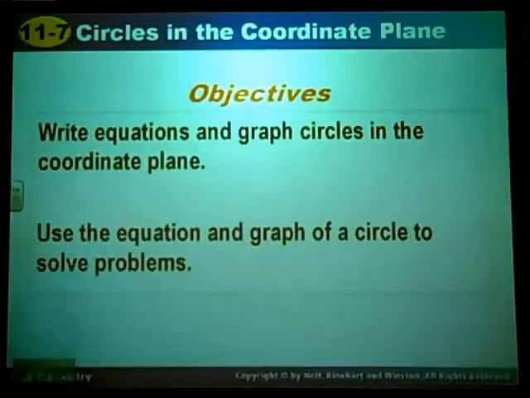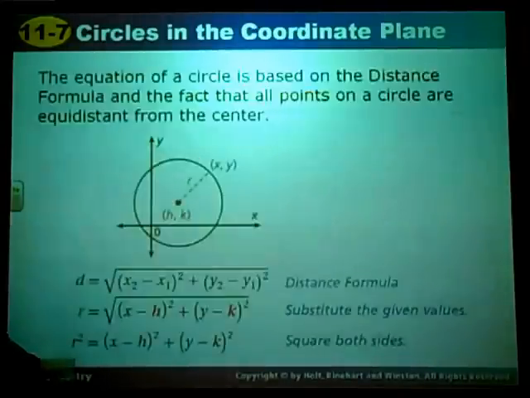This will be our final segment for Chapter 11, and we are going to look at circles on the coordinate plane. This is a biggie. You're going to see this in Algebra 2 and all your other classes after this, as far as you go in math classes. We're going to write equations for circles. We've written equations for lines, for parabolas, for step functions, for exponentials, all that. Now we're going to write equations for circles, and we're going to graph those circles on the coordinate plane. And then we're going to use it to solve problems. That's what we do, solve problems.